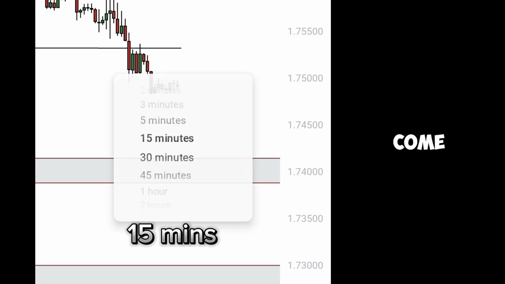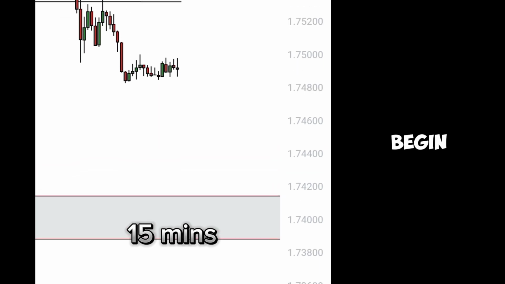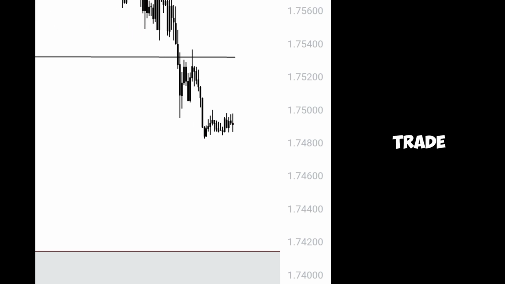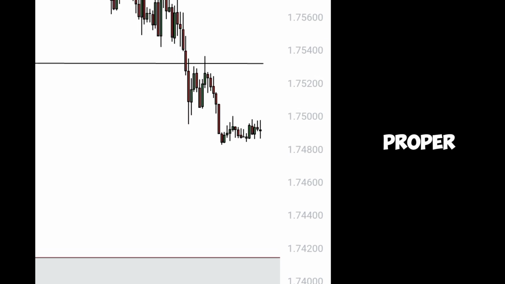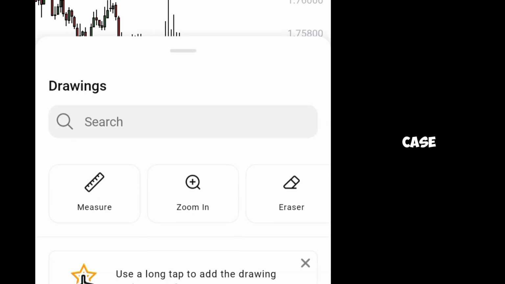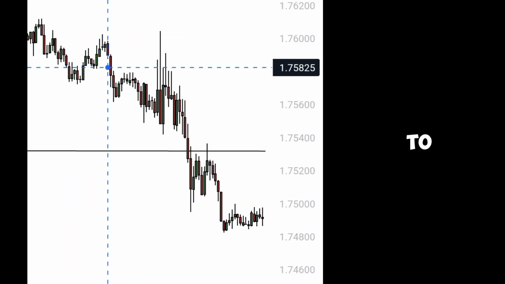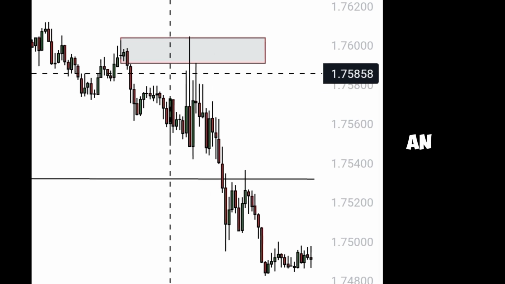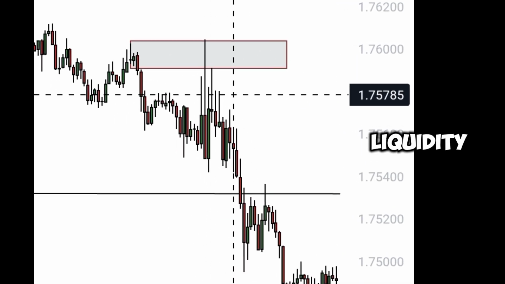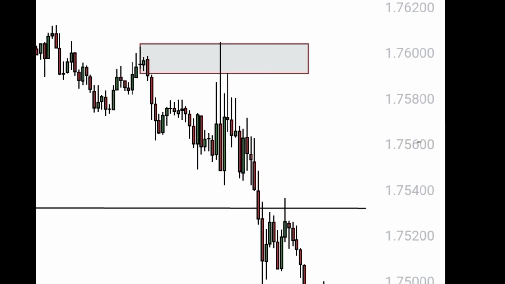This is where I come to the 15-minute time frame, and then I begin to look for areas where I can take a trade pushing to the downside. If you have not seen my previous video, go check it out, where I marked out the areas I'm looking for a sell or a buy, and that can give me a proper risk reward ratio. In this case, we would have looked forward to taking a sell here because we have an order block with a fair value gap. We have liquidity taking right there, and the market started pushing downwards.